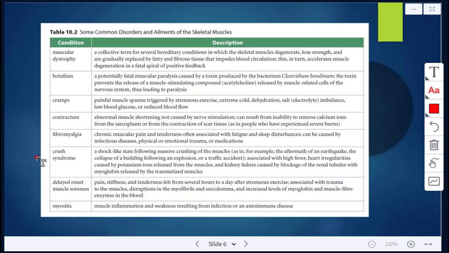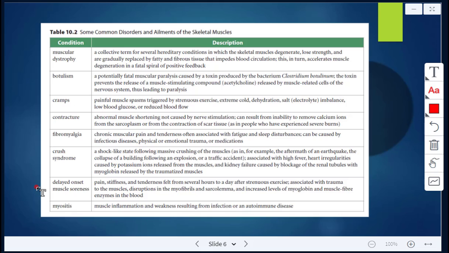It's associated with high fever, heart irregularities because of the potassium ions released from the muscles, kidney failure caused by blockage of the renal tubules, with myoglobin released by the traumatized muscles.